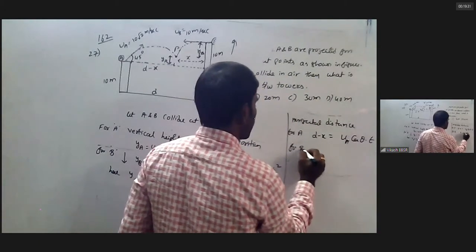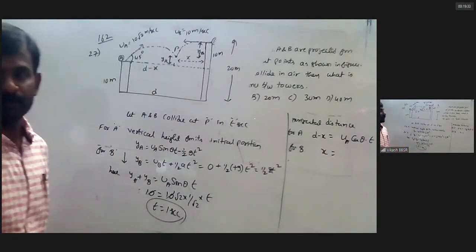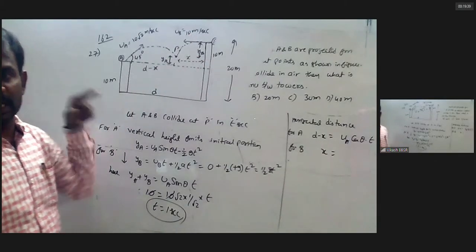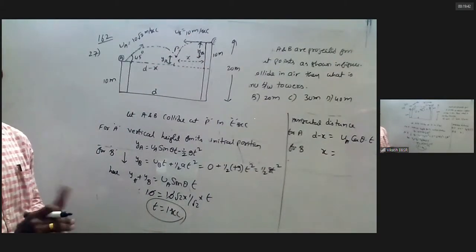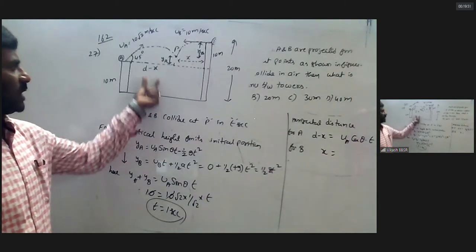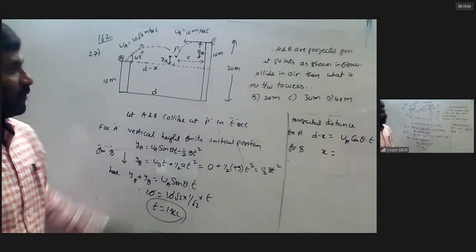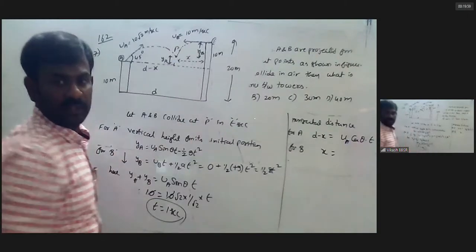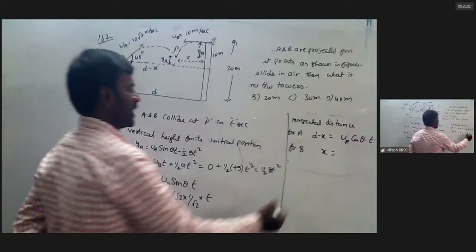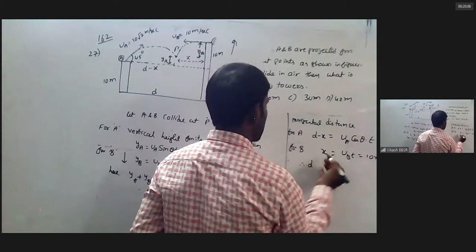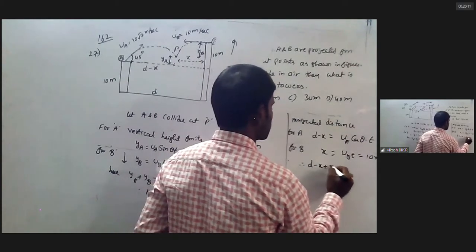For B, X equals the horizontal velocity 10 times time t. You want the D value, D minus X plus X, we get D only. For B, the horizontal velocity is 10 and time is t, so we write uB into t. So 10 into 1 is 10 meters. So we already have the answer: D minus X plus X is equal to 10 plus 10.